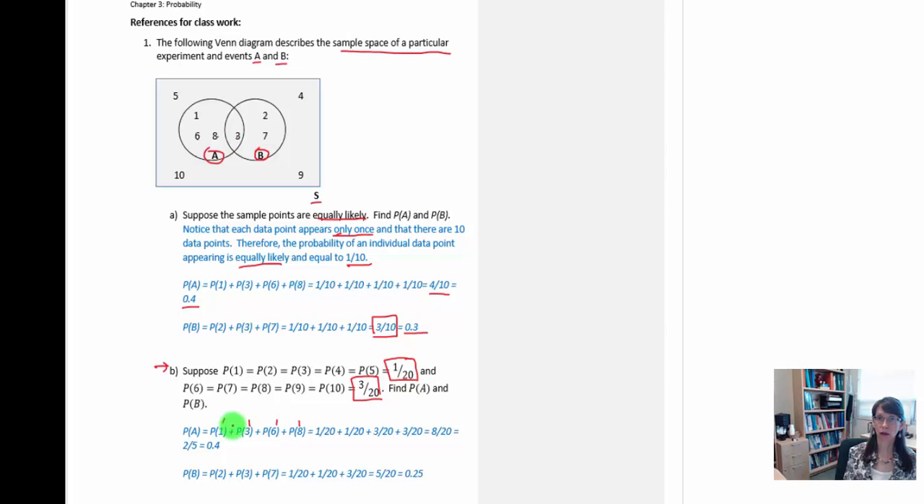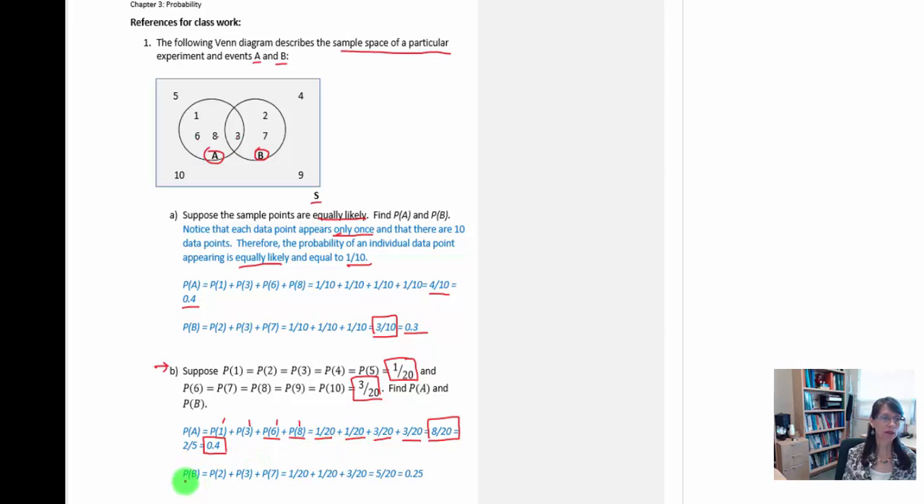So I have to make sure I assign the correct fraction to each of those points. So probability of 1 is worth 1/20. Probability of 3 is worth 1/20. Probability of 6 is worth 3/20. And the probability of 8 is 3/20. So if we add these fractions, notice that we already have a common denominator of 20. So we're simply adding the numerators. 1 plus 1 plus 3 plus 3 would make 8/20. Or if you put that into decimal form, that would become 0.4. So now the probability of event A is 0.4.